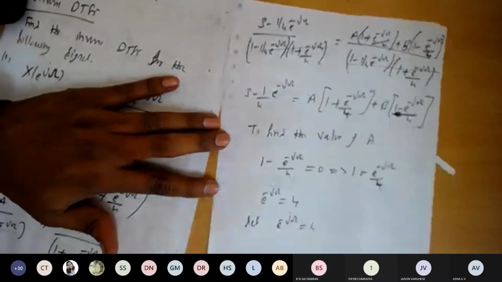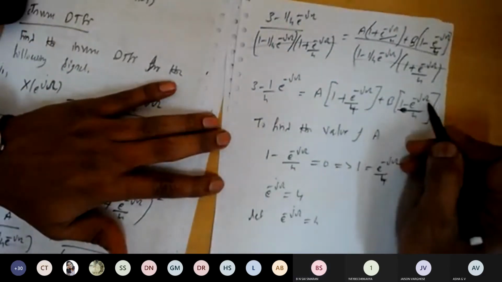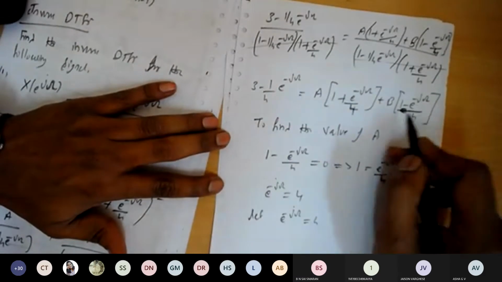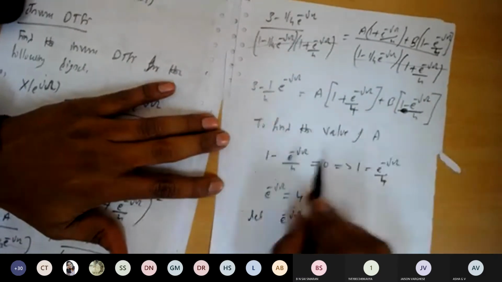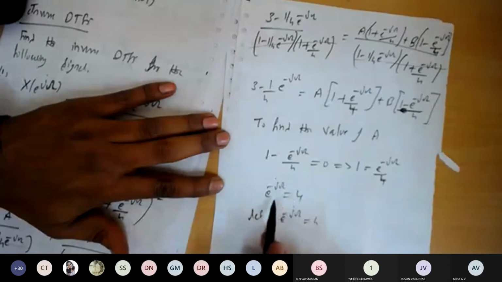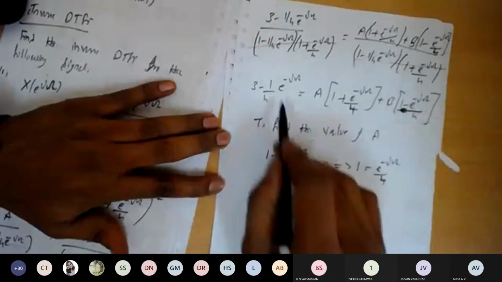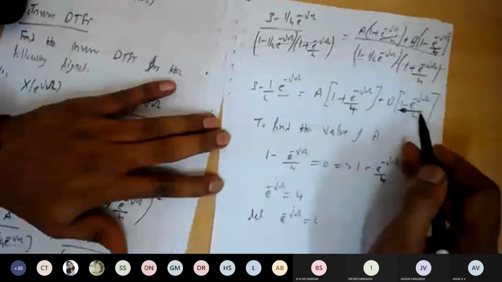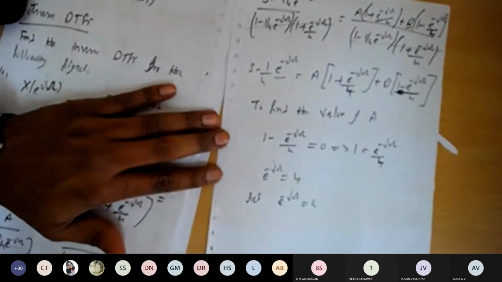No, sir. Okay, so since I don't know for what value of omega this will become equal to 0, that's why I want to make this 0. That's why I'm taking this one and equating it to 0, so that if I substitute e to the power of minus j omega equal to 4, we are able to get the answer. Here also e to the power of minus j omega is there. Let us do that substitution.